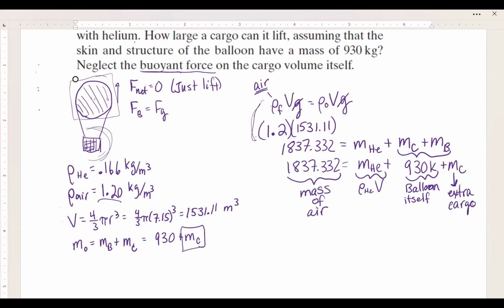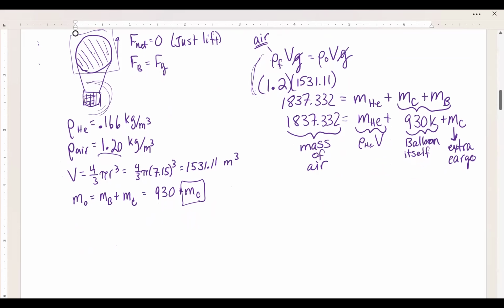Does it kind of just feel like a Unit 4 problem where we're just doing forces? Kind of. Okay. So the mass of the helium is the density of the helium. So let's go ahead. I'm going to do a side quest here. Is the density of helium times the volume. The density of the helium is 0.166 times the volume, 1531.11. Grabbing out my handy dandy calculator. Times 0.166, and I get 254 kilograms. Never thought helium would be that heavy, did you?